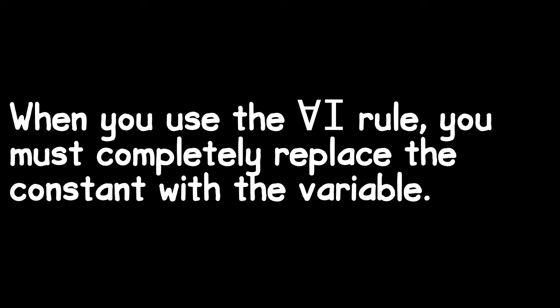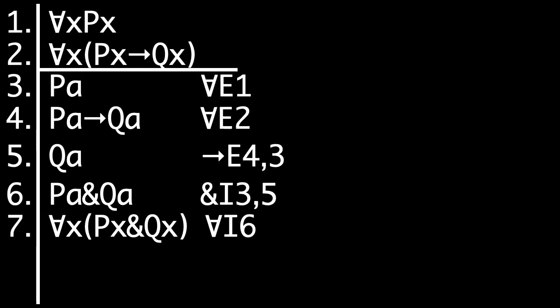Also, when you use the universal introduction rule, you have to completely replace the constant with the variable. You can't just replace some occurrences of the constant. In our earlier example, it would have followed the rules to do this. On line 5, we have QA. On line 6, we get PA and QA by and introduction. And then on line 7, we get for all x, Px and Qx by universal introduction on line 6.